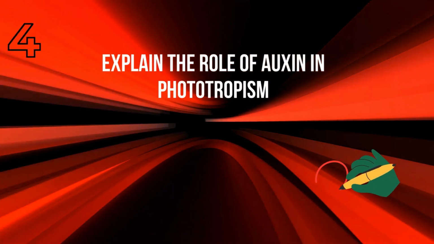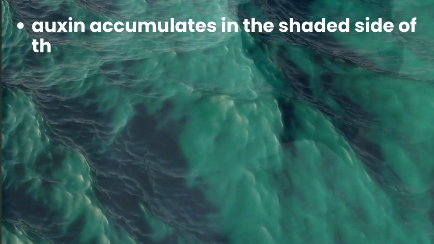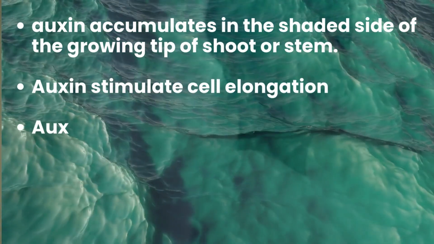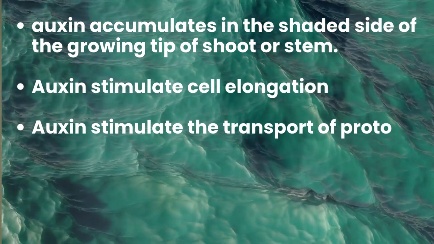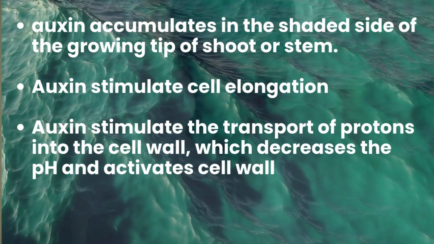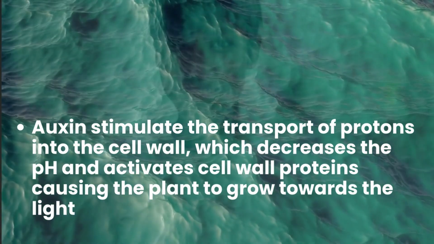Question 4. Explain the role of auxin in phototropism. Auxin accumulates in the shaded side of the growing tip of shoot or stem. Auxin stimulates cell elongation. Auxin stimulates the transport of protons into the cell wall, which decreases the pH and activates cell wall proteins, causing the plant to grow towards the light.